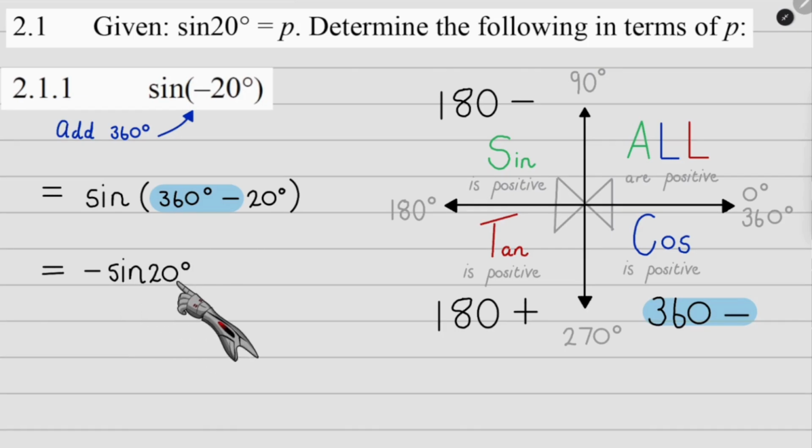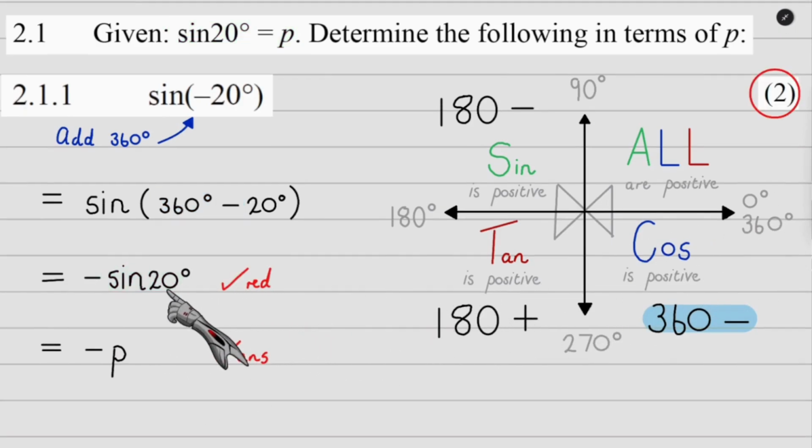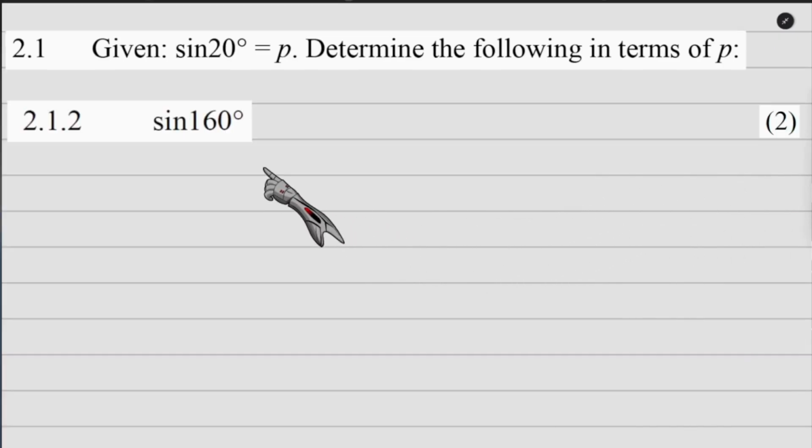And then sine of 20 is equivalent to p, so I can swap that sine of 20 out for a p. And the negative will just stay in front because it's still being multiplied by that. And there you have it, there's your final answer. And your 2 marks come from the correct reduction with the 360 minus quadrant and the correct answer of minus p.